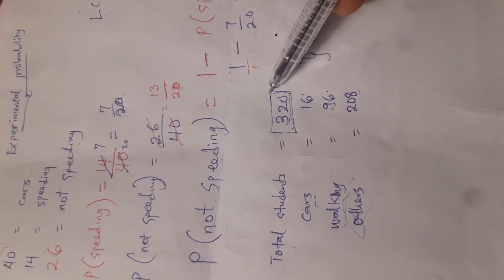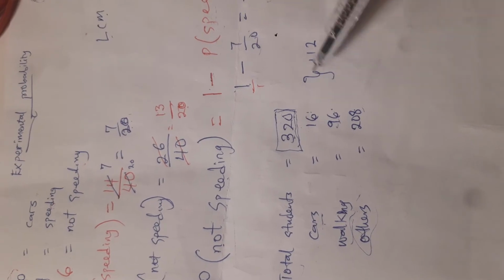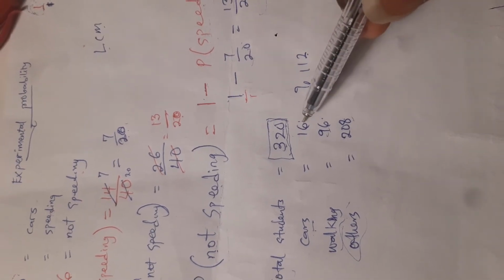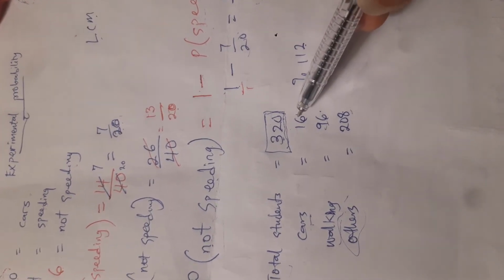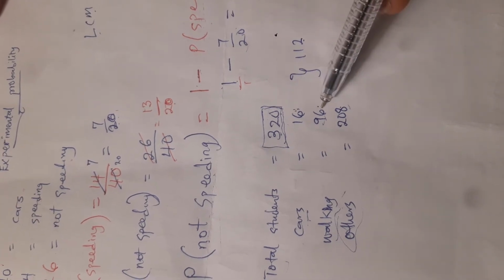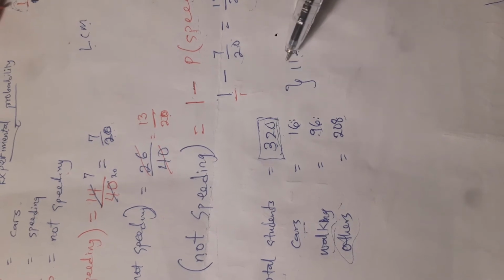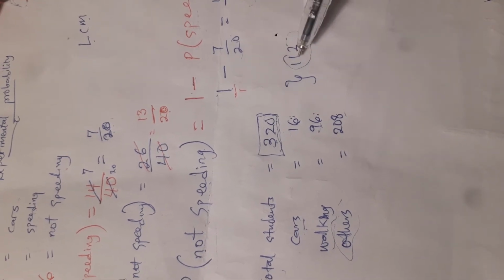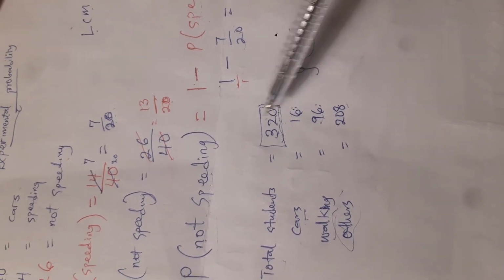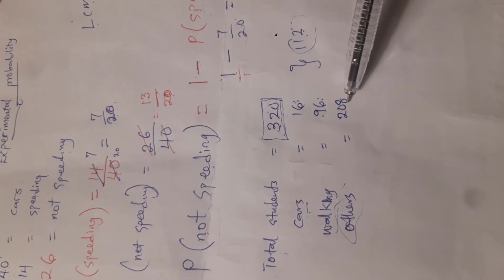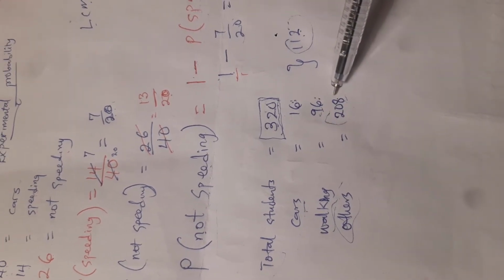I need you to understand. Now how do I get 112? If you add the number of students by car and by walking, 16 plus 96, you have 112. Now if you subtract 112 from 320, you're going to have 208. So this is the remaining students, okay?